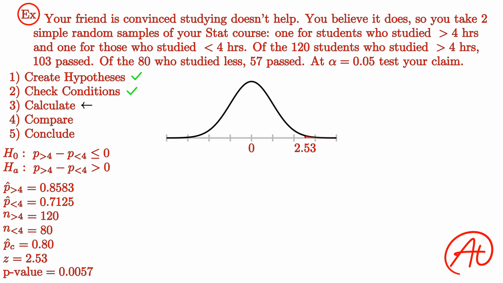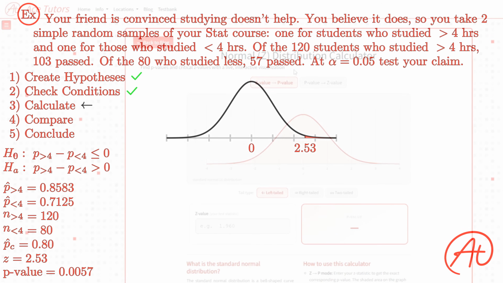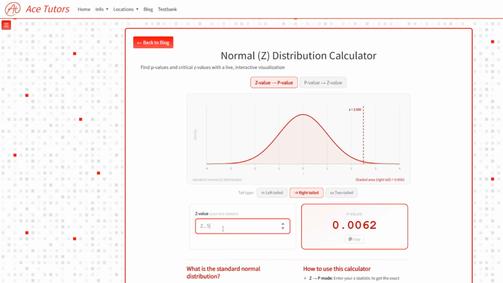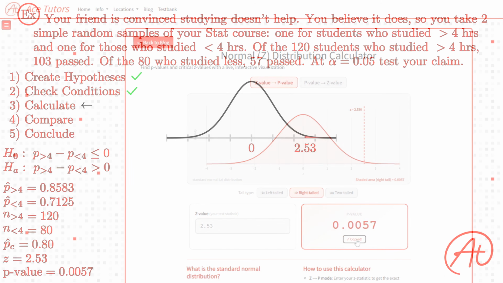If you were allowed, you could have also found this p-value from a calculator like this one from our website. I'll drop a link down in the description if you'd like to check it out. First, since we calculated our z-statistic and are looking for a p-value, I'll select the z-value to p-value button. Next, we need to select whether our test is left-tailed, right-tailed, or two-tailed. As we just discussed, our test would be right-tailed because we are trying to see if the true difference in proportions is greater than 0. Next, we will enter our z-statistic of 2.53, and this then tells us that our p-value is about 0.0057 again.